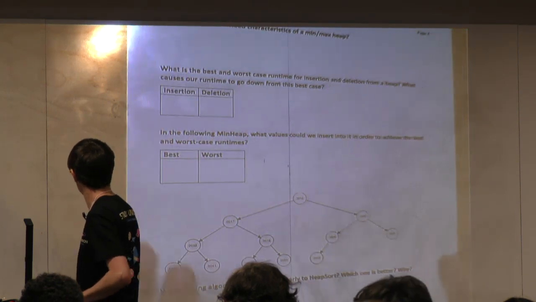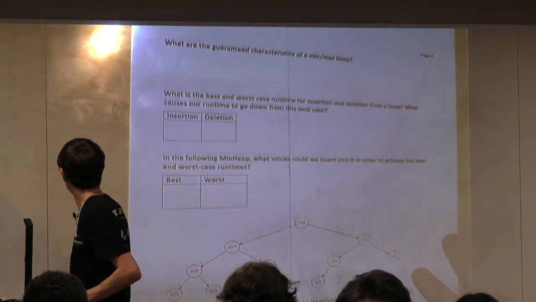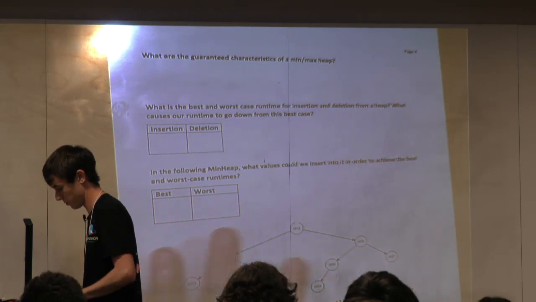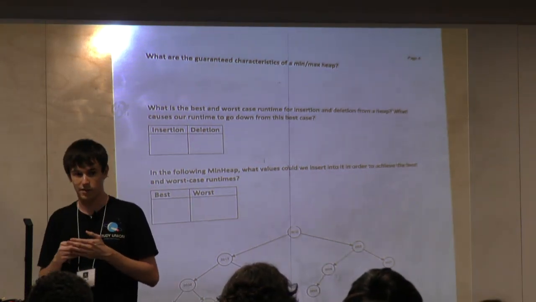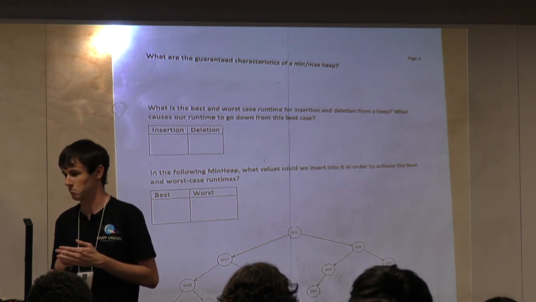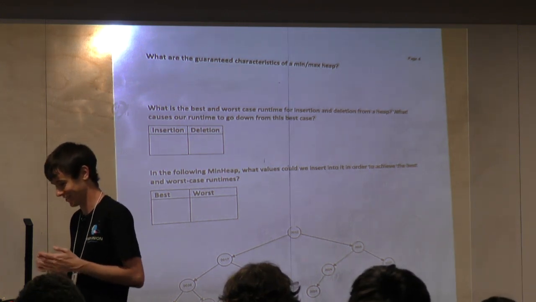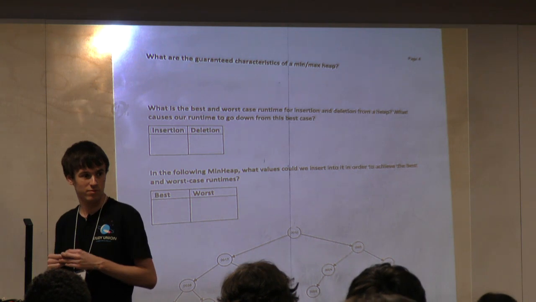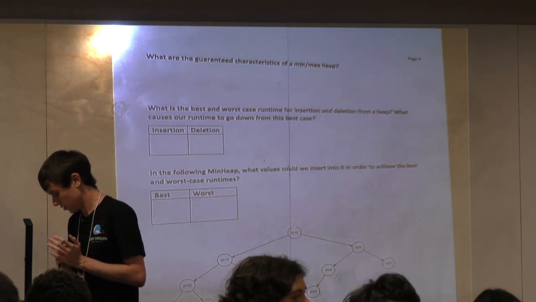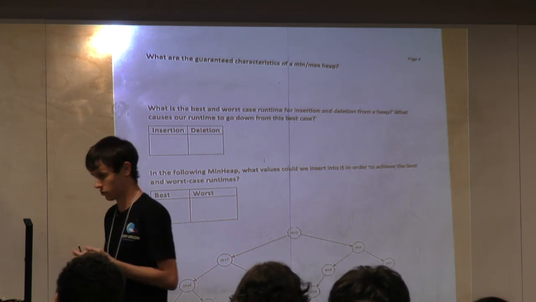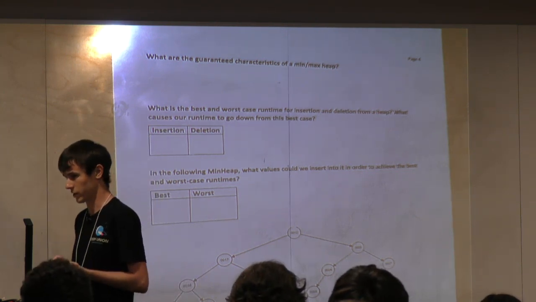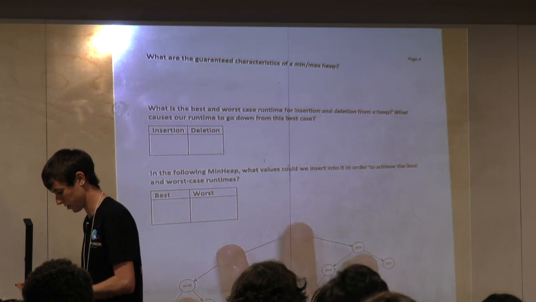So our first part says, what are the guaranteed characteristics of a min/max heap? So we have 2 properties we're always guaranteed to have. Okay, cool. So we have our 2 properties of heaps that we're always going to be concerned about. We have our structural property and then our ordering. I think there might be another term for that, but we don't really care about the name.